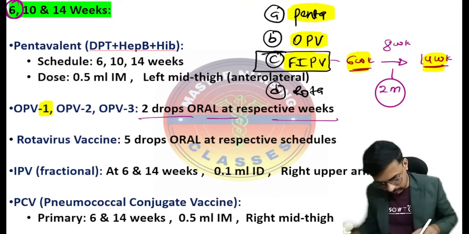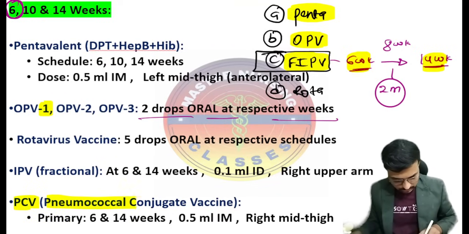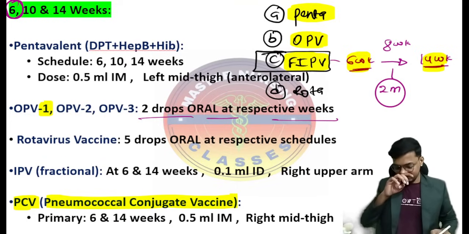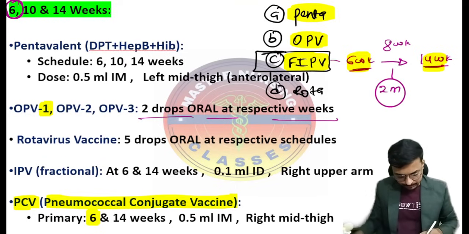Along with that, remember the PCV, the pneumococcal conjugate vaccine. We are also not giving pneumococcal conjugate vaccine at the 10th week. We are giving the first dose at the 6th week and the second dose at the 14th week.